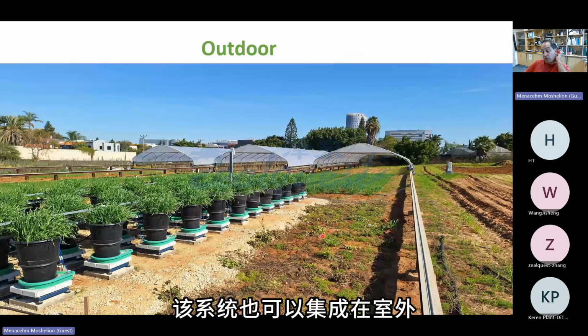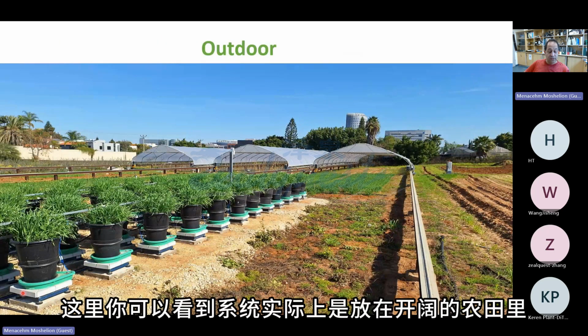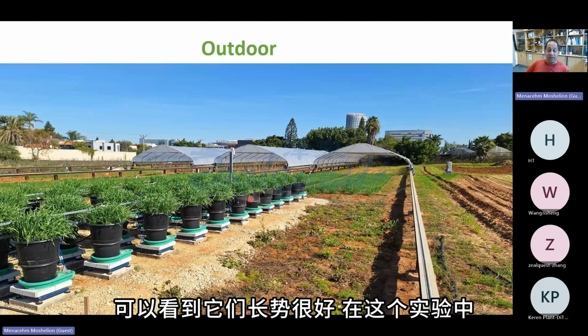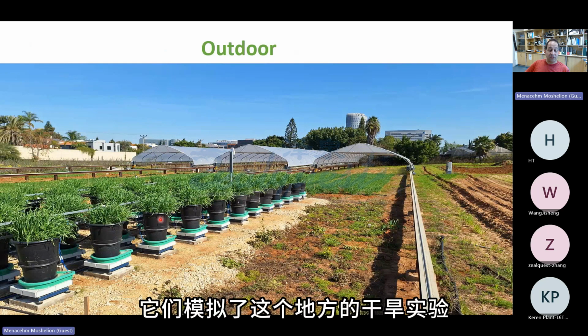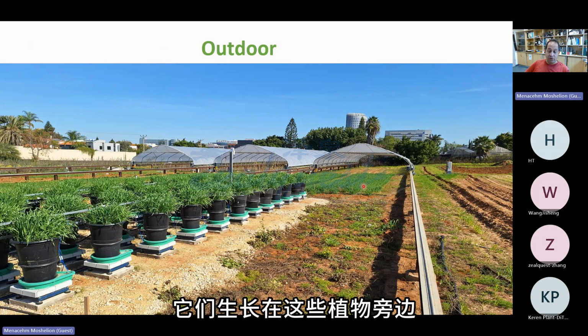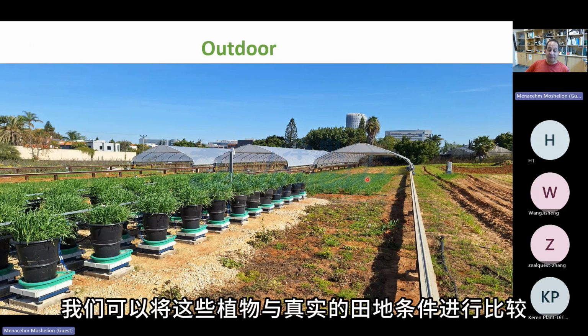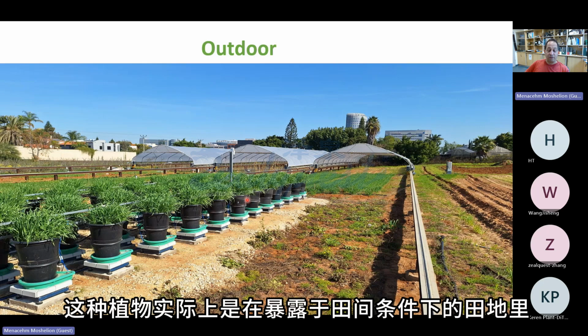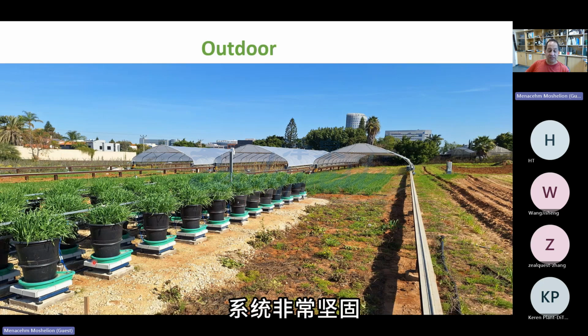The system could also be integrated outdoors. So you see this system is actually in the open field, and these are wheat plants. You can see how nicely they grow. And in this experiment, they mimic a drought experiment for this spot, and they grow next to these plants. Similar plants were growing in the field, and we can compare the plants to the real field condition. These plants are literally growing in the field, exposed to field conditions, and the system is very robust and enables you to follow this experiment.